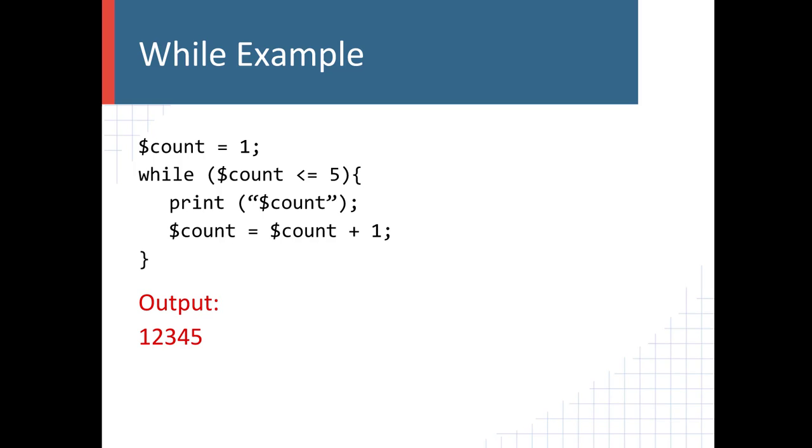So here we are telling the loop to execute while count is less than or equal to 5. Print the value of count each time you are run, and then add 1 to the value of count. The output to the page will look like the text in red.